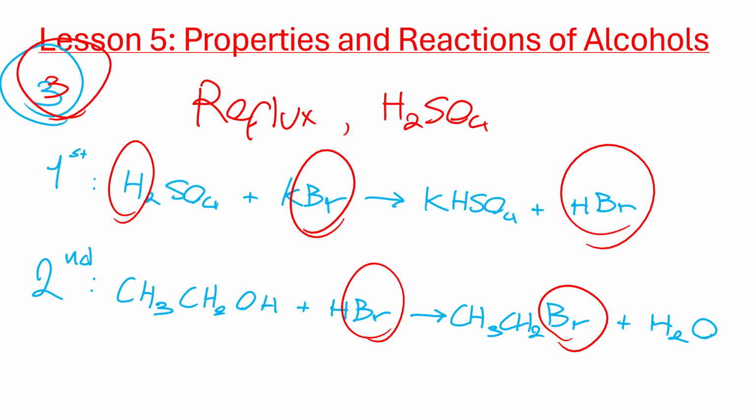The last reaction we will cover today is the substitution reaction of alcohols with hydrogen halides. This is a two-step process, and the entire reaction occurs under reflux with the presence of concentrated sulfuric acid. In the first step, potassium bromide reacts with sulfuric acid to form hydrogen bromide, which then proceeds to react with our alcohol, ethanol in this case, in the second step, to form a bromoalkane and water.